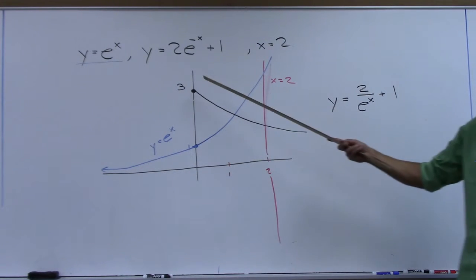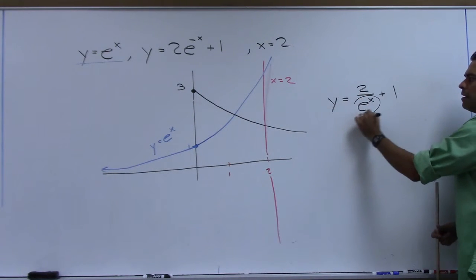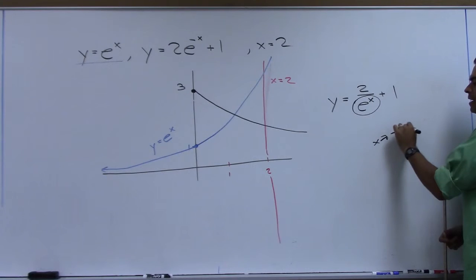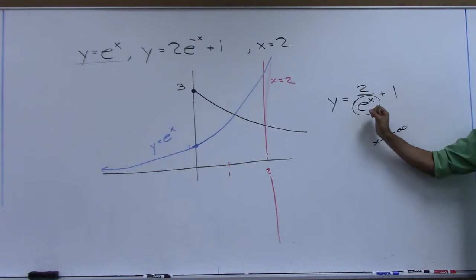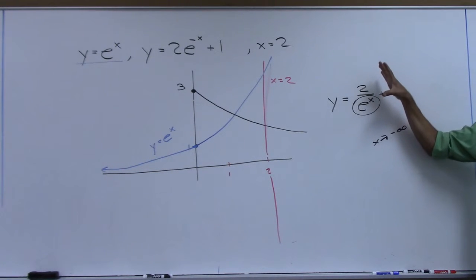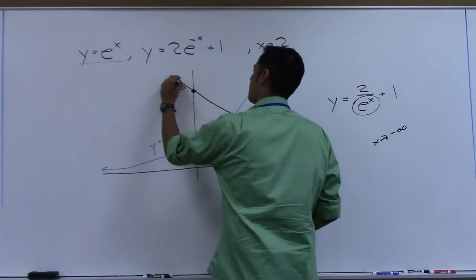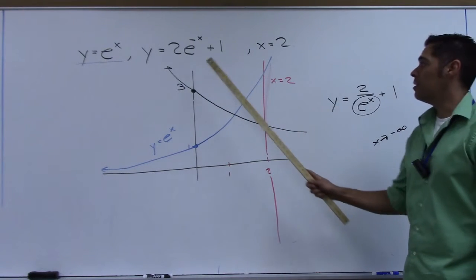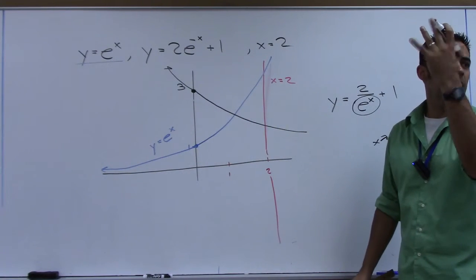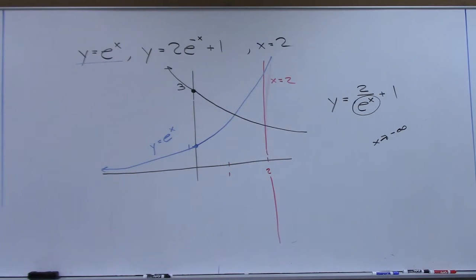What does it do as I go to the left? If x goes to negative infinity, e to the negative infinity actually becomes very small. And 2 over a very small number becomes a huge number. And so this becomes infinite, so it looks like this. Another thing you could have done, probably easier, is just to realize that e to the negative x is the reflection of e to the x over the y-axis. Much simpler to look at that way, but it's done.